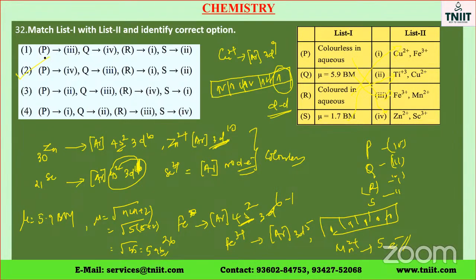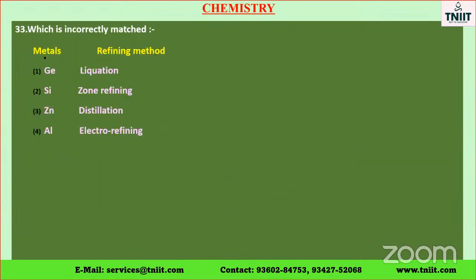The next question, which is incorrectly matched? Germanium, liquefaction; silicon, zone refining; zinc, distillation; aluminium, electro refining. Silicon is a metalloid. It's purified by zone refining. Germanium is also a metalloid, semiconductor. It has to be purified by zone refining. Here they mark it as liquefaction. Therefore, this is the wrong answer.